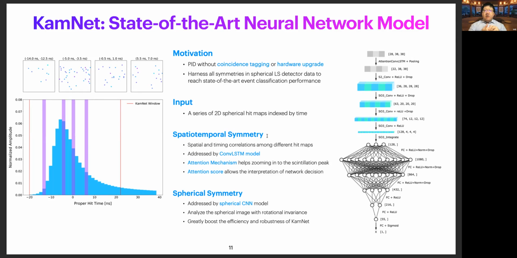Attention mechanism helps LSTM to zoom into the scintillation peak, which contains most of the information. It also provides an attention score, which helps interpreting the decision of KamNet. The second symmetry we would like to address is the spherical symmetry, which is addressed by a spherical CNN model. Spherical CNN analyzes a spherical image with rotational invariance. Thus, it greatly boosts not only the efficiency, but also the robustness of KamNet.